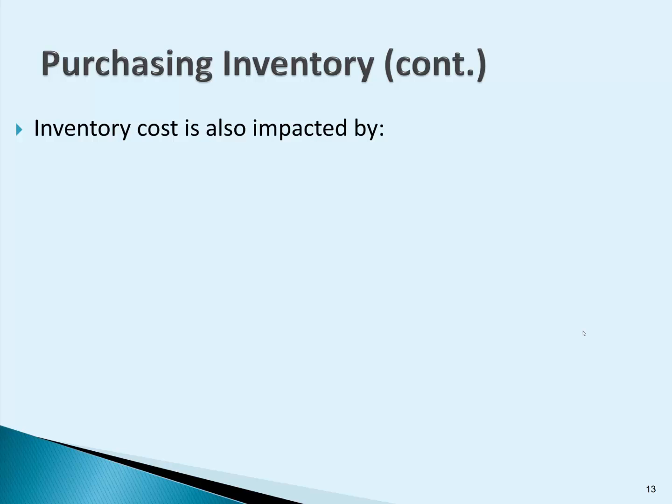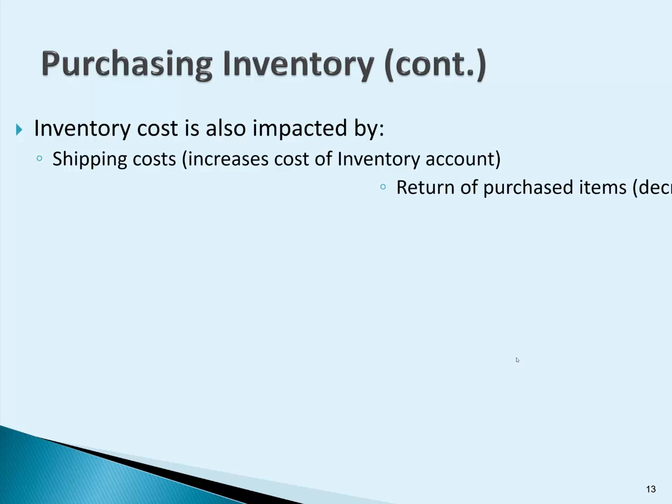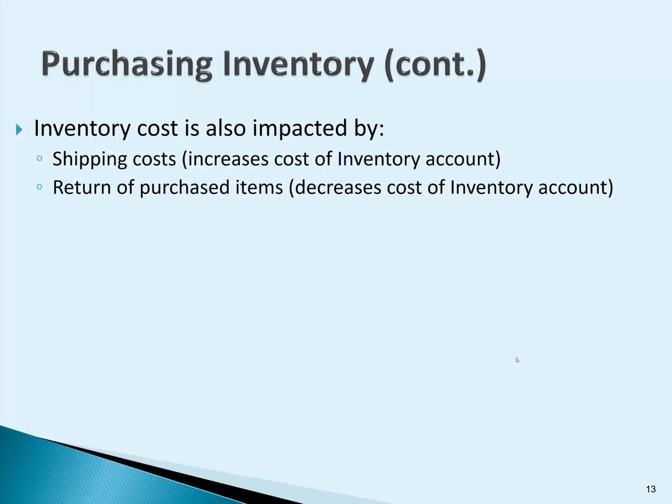So as we said, the cost of inventory is also affected by shipping costs. So that's going to go directly into the inventory account. So if our inventory costs $100 and there's $2 of shipping, we're going to place $102 as the cost of our inventory. And if we return some purchased items later, that's going to decrease our inventory account. Now remember, the inventory account contains the cost of the inventory. It doesn't contain the amount that we think we can sell it at. It's just the cost.